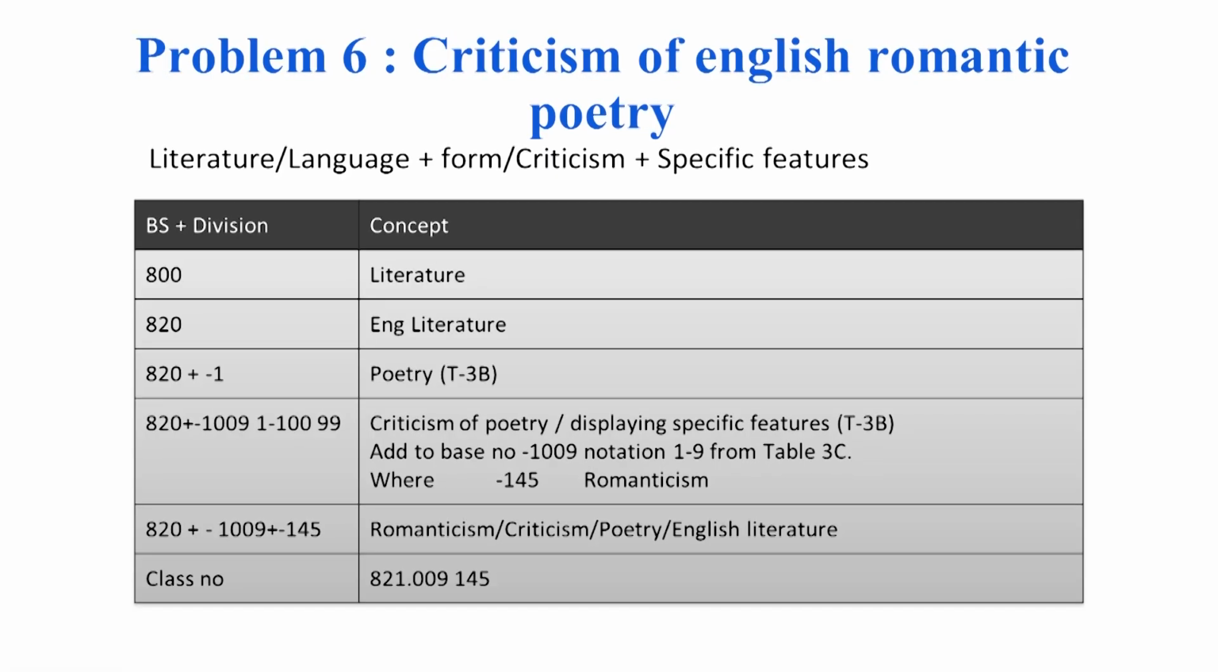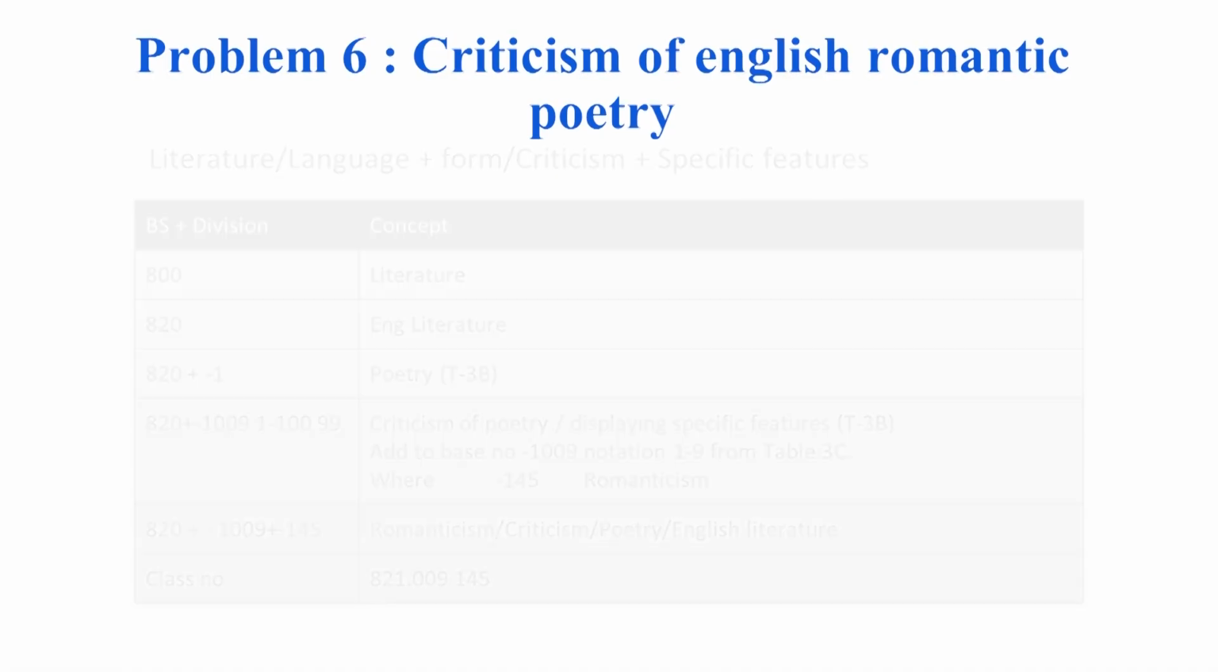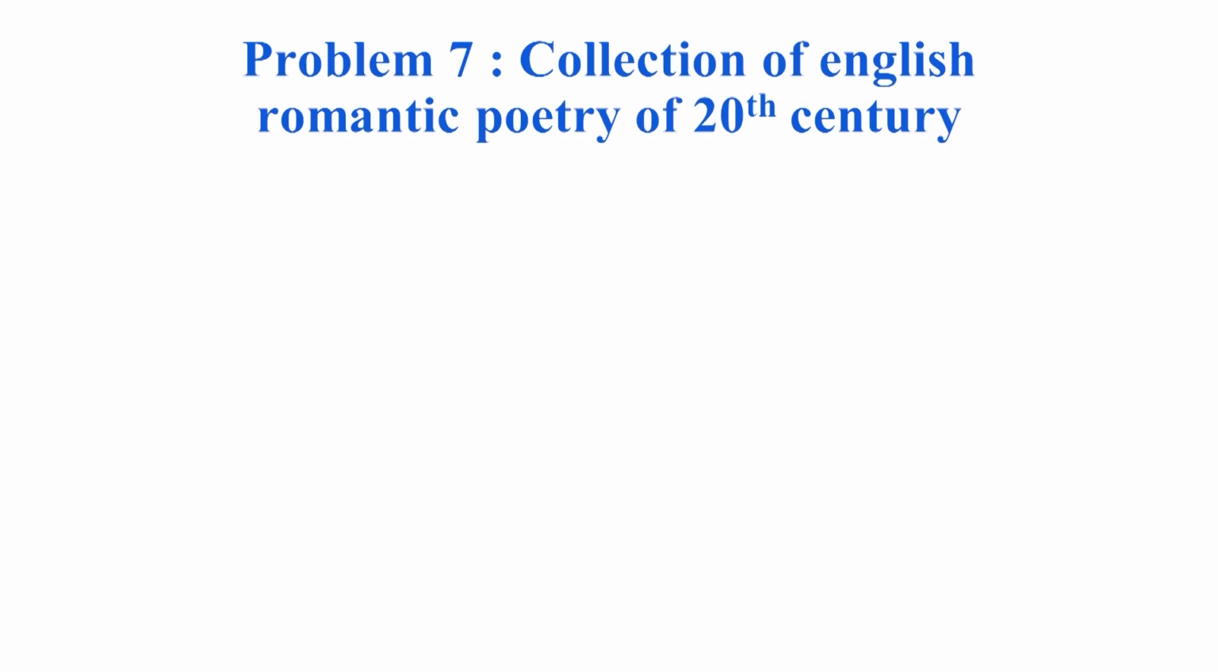821.009, but after 9 there would be no 0. So with 9 the displaying number is to be added directly. With this 9 the displaying number would be added. So the class number will be 821.009145. 145 means romanticism. Next example. Here we will add another concept, that is a particular time.